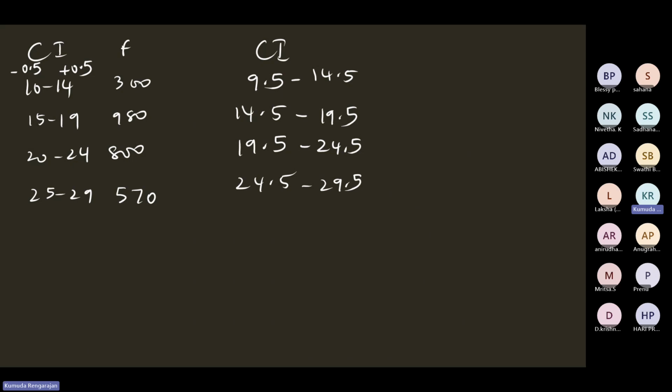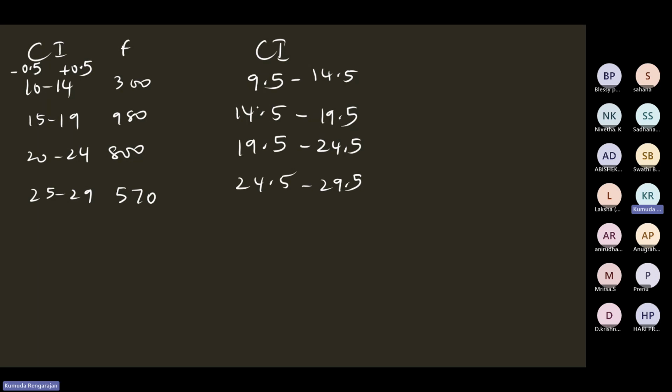Now you see that the class intervals have become continuous. 9.5 to 14.5, 14.5 to 19.5, 19.5 to 24.5. Now they become continuous. Since it's time, children, we'll talk about the graph, making the histogram in the next class, but it's the same, that's all.